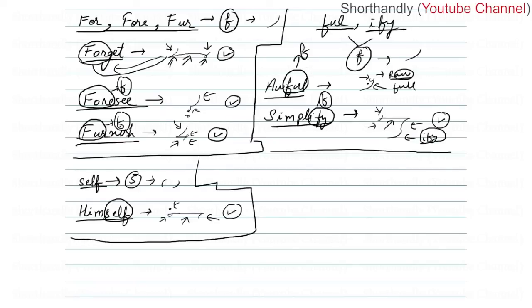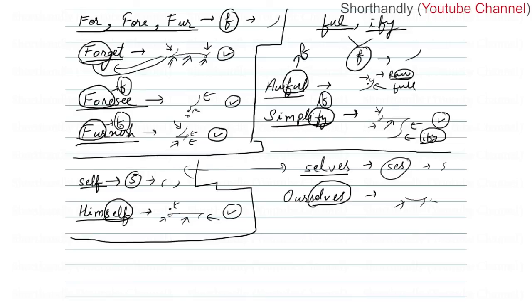Now we have another suffix, selves. Here we had self and here we have selves. We represent selves by two S's in Gregg Shorthand, which is like this. So we have two S here. Suppose we have a word called ourselves. We have this selves suffix here, so we can make this word like this. This is our R, which is a short curve. Then we made two S's to represent our selves.